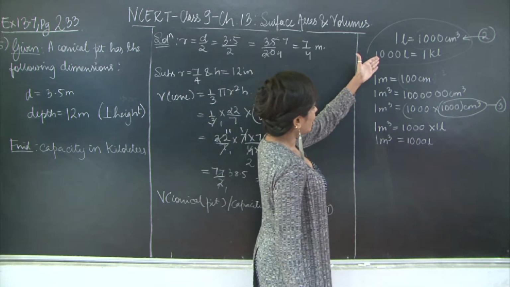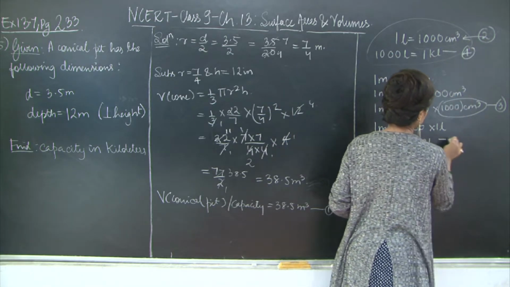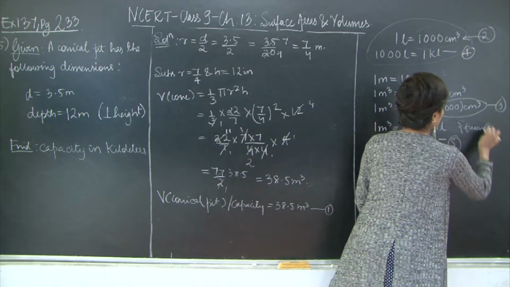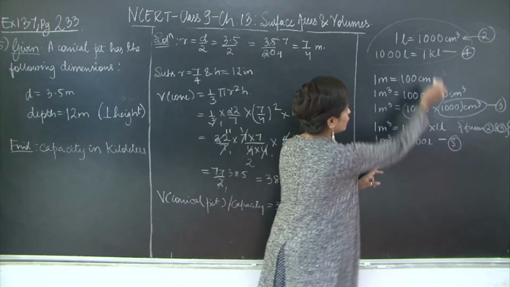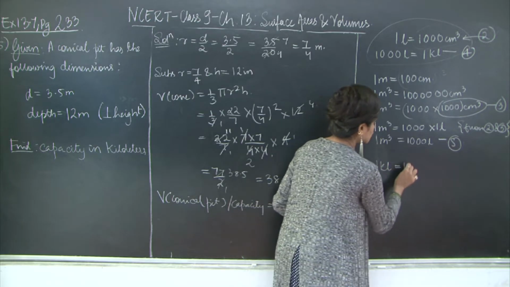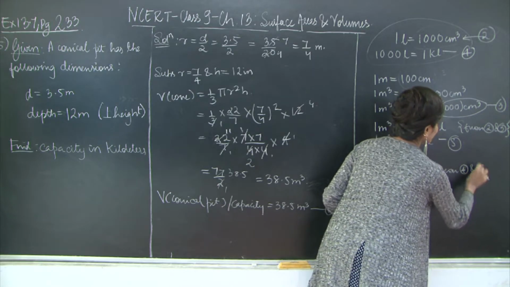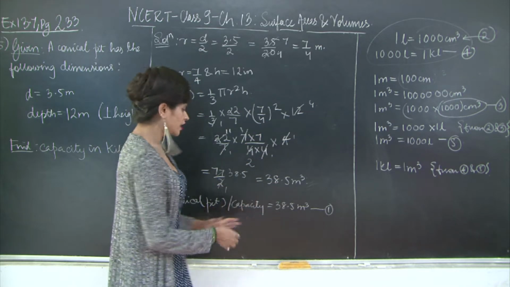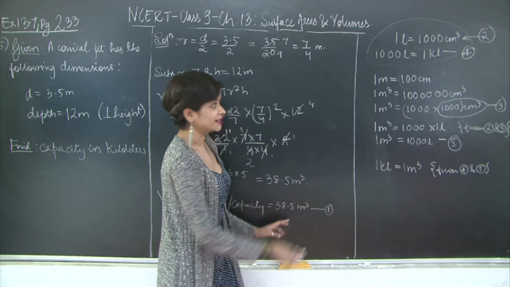Now let's see, 1000 liters is equal to 1 kiloliter. So let's mark this as 4 and this as 5. Here I will say from 2 and 3. Correct? Now from 4 and 5, what do I get? That 1 kiloliter is equal to 1 meter cube. From 4 and 5. So just in case you have not got this equation, let's repeat before I go on with showing that 38.5 meter cubes is the same as 38.5 kiloliters.